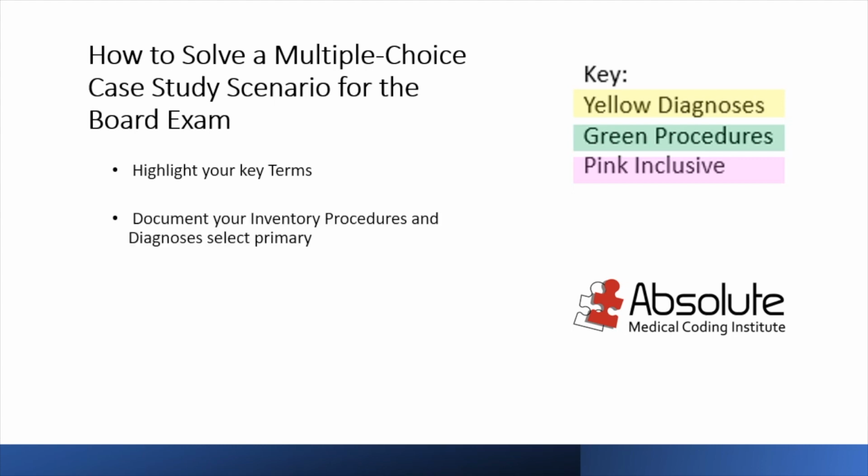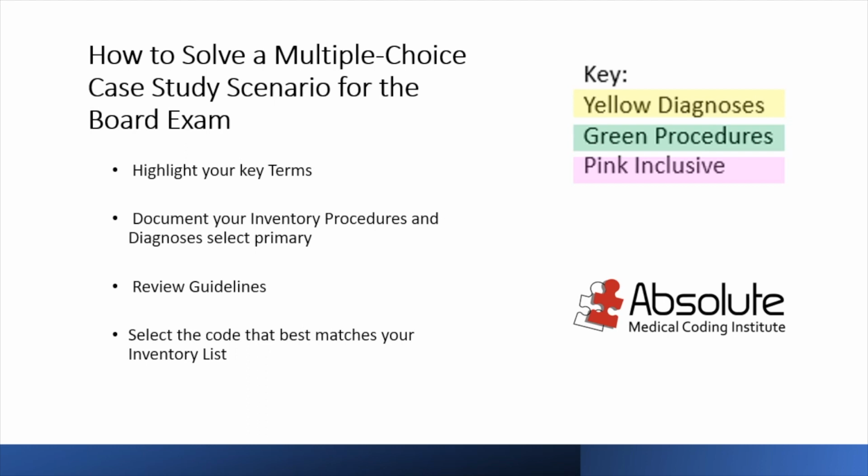All right? Once you've done your highlighting, you're going to have to document your inventory. That's your procedures, diagnoses, and select a primary code. Which diagnosis is primary, which procedure is primary. Then you're going to review all pertinent guidelines. And finally, the code that best matches your inventory list is often the correct code, or a code that is pertinent to a guideline. That will be your best code.